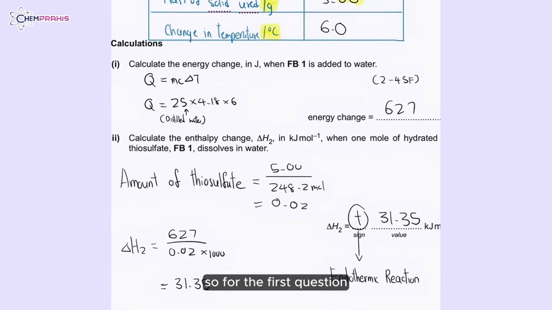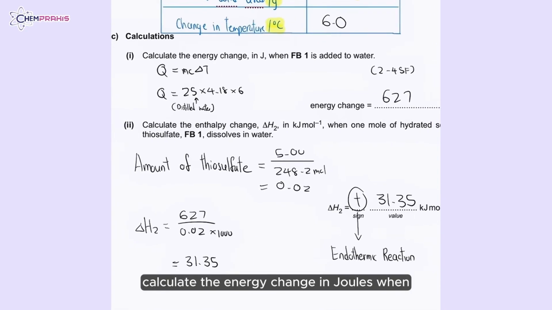So for the first question, calculate the energy change in joules when FB1 is added to water. For the energy change, we'll be using the formula Q = mcΔT. The mass will be the distilled water, and then you will get the value 627 joules.